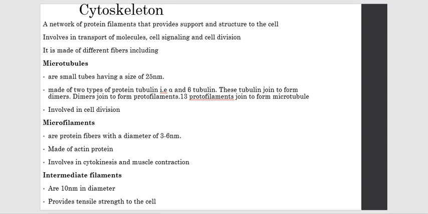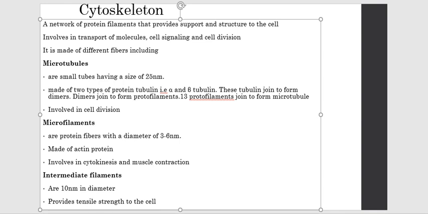Now come towards microfilaments. They are protein fibers with a diameter of 3 to 6 nanometers, made up of actin proteins, and they are involved in cytokinesis and muscle contraction. Intermediate filaments are 10 nanometers in diameter, and they provide tensile strength to the cells.